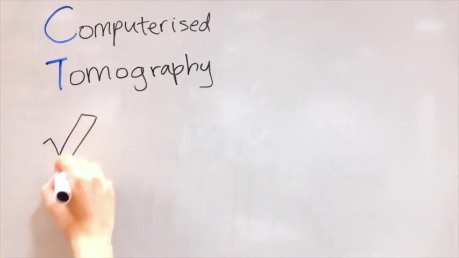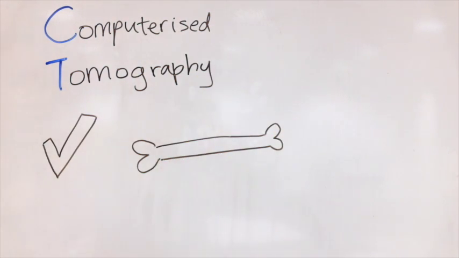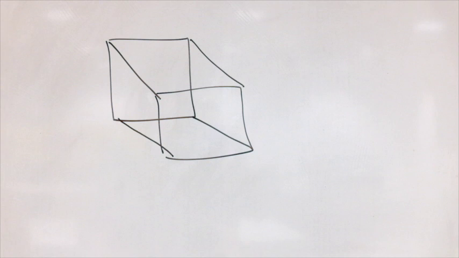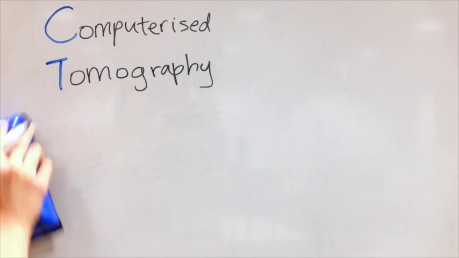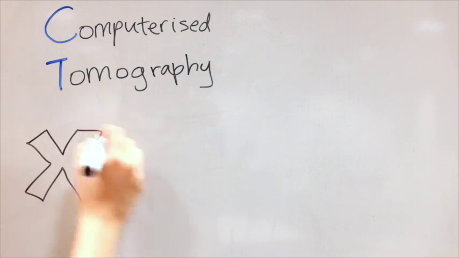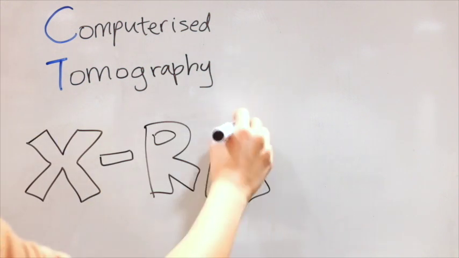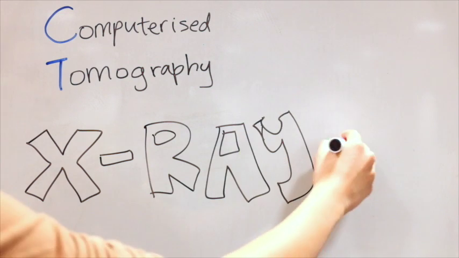Computerized tomography uses X-rays to create cross-sectional images of the body. The good things about it are it detects bone mass and periosteal changes. It produces 3D images with high contrast and high resolution for the complex anatomy of the foot. It is also an alternative when MRI is contraindicated or unavailable. Furthermore, it identifies origins of lesions and it also identifies matrix, margins, periosteal reactions, and cortical destruction in bony lesions. The cost after a Medicare rebate ranges between $33 to $55, and the bad thing about it is that it produces ionizing radiation.